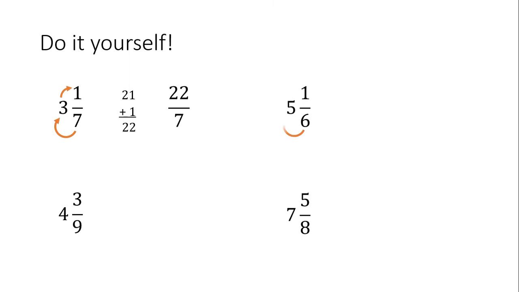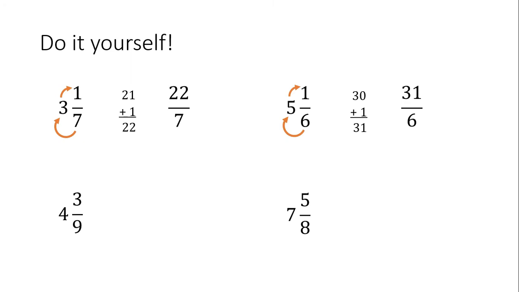Now the question in the top right, 5 and 1/6. First step, multiply the denominator by the whole number. 5 times 6 is 30. Then we need to add that amount to the number in the numerator. 30 plus 1 is 31. So 31/6.